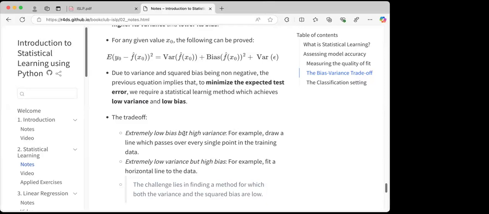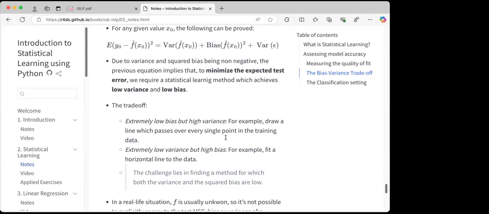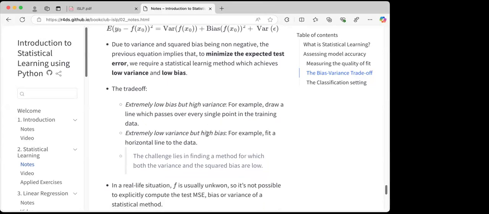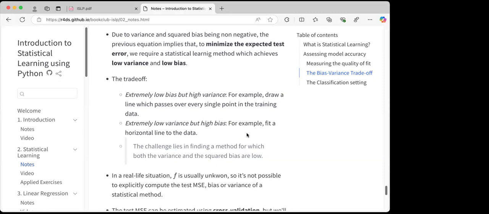No, extremely low bias, but high variance. For example, draw a line which passes over every node. Let's say this is a nonlinear case. Like we mentioned previously, in the nonlinear case, we expect the variance to be very high and the bias to be low. Whilst for extremely low variance but high bias, for example, just fit a horizontal line across the data, then we have a very low variance but a high bias.